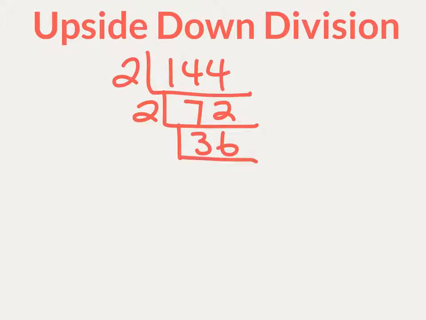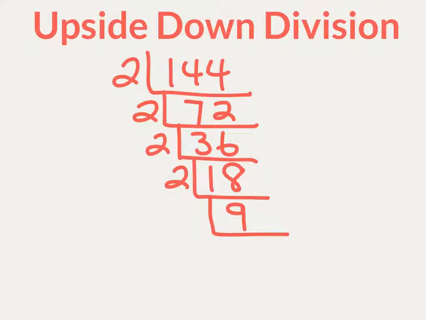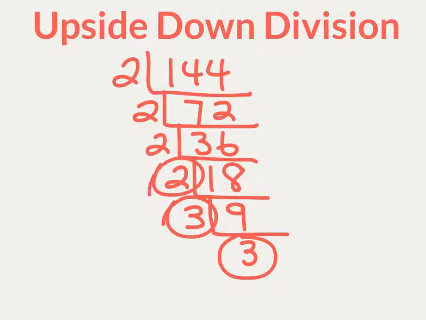Let's keep trying 2. 2 will go into 36 18 times. 2 will go into 18 9 times. And now we can no longer use 2 because 2 cannot go evenly into 9. But the first prime number that can is the number 3. 9 divided by 3 is 3. And now all we have remaining are prime factors.